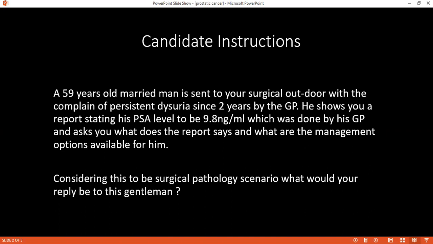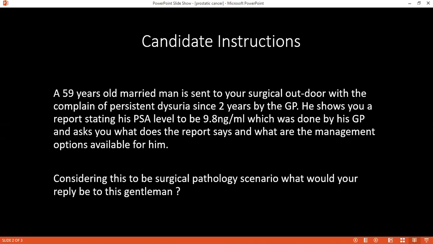Do you think PSA is a reliable test? No, ma'am. It's organ specific, but not disease specific. So it can be elevated in benign conditions, post ejaculation, post heavy excessive exercise, in prostatitis and infections. So it's organ specific, but it's not specific for malignancy.